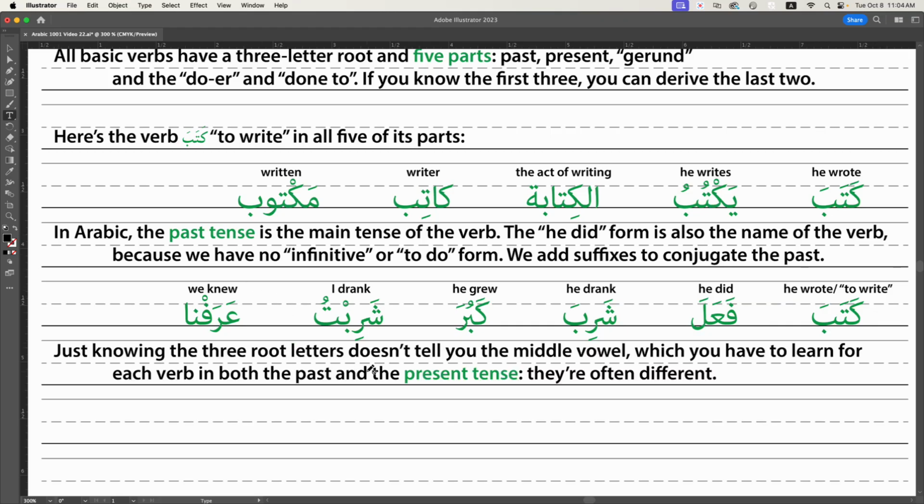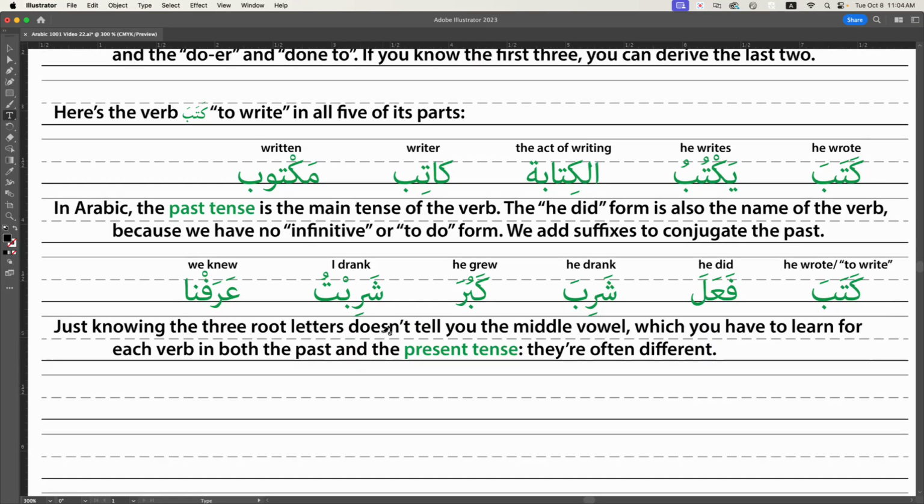Just knowing the three root letters, however, doesn't tell you the middle vowel. So you'll often see bad textbooks give you just the letters kaftaba and say this means to write. But you have to know it's kataba, not katiba or katuba, because different verbs are going to have different middle vowels. And there's no rhyme or reason to them. The root letters don't give you an idea of what the middle vowel is going to be. You just memorize it when you learn the verb, which is boring, but you kind of have to do it.